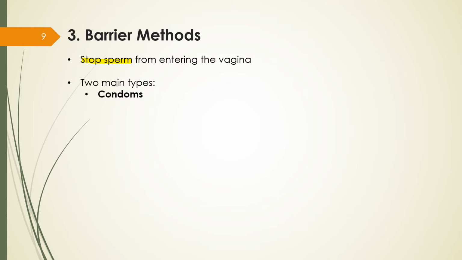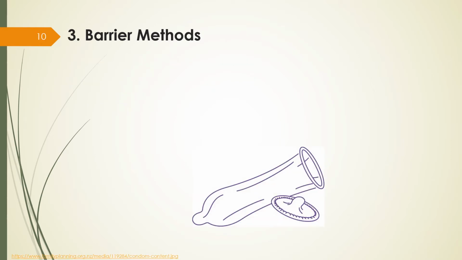Now I'm going to talk about the barrier methods. Barrier methods are the methods that physically prevent the meeting between the sperm and the egg. So it stops the sperm from entering the vagina. There are two main types, the regular condom and the internal condom. I'm going to talk about them.